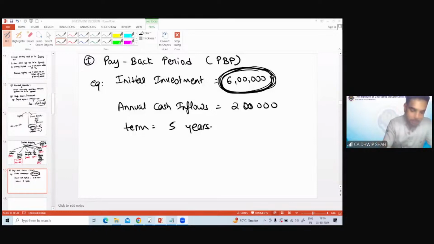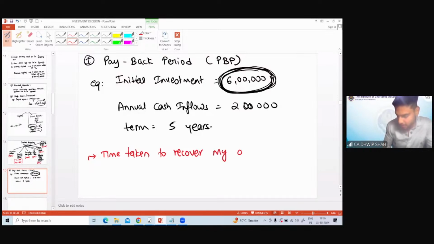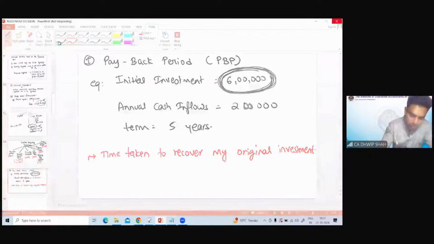So payback period की definition is time taken to recover my original investment or initial investment. And how did you get this 3? So when I say what you did, it is nothing but your brain used one formula.